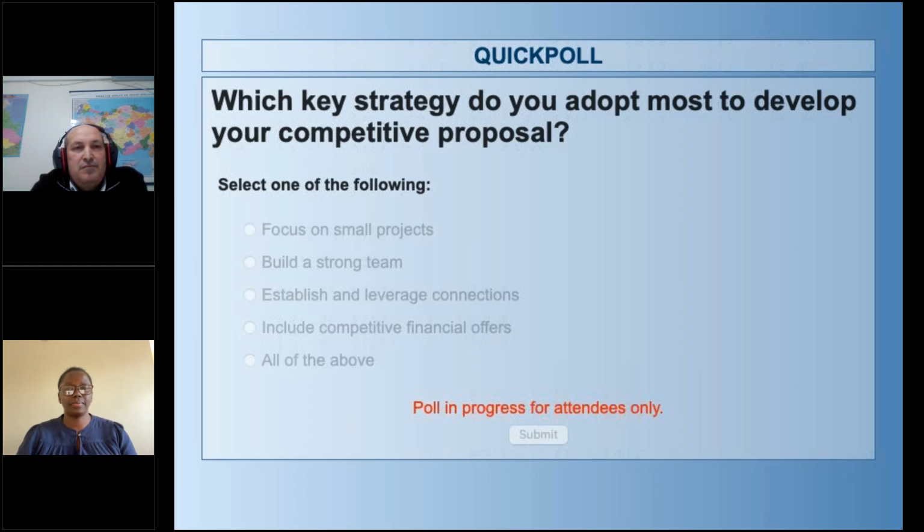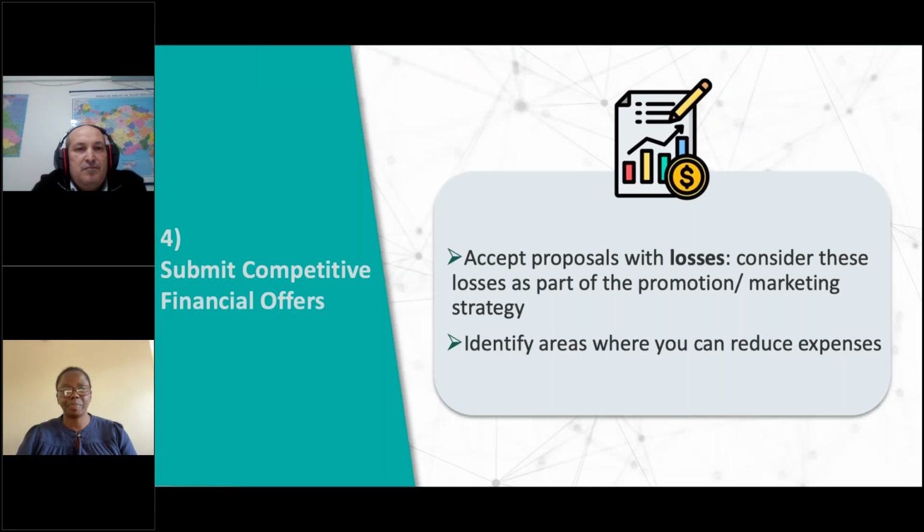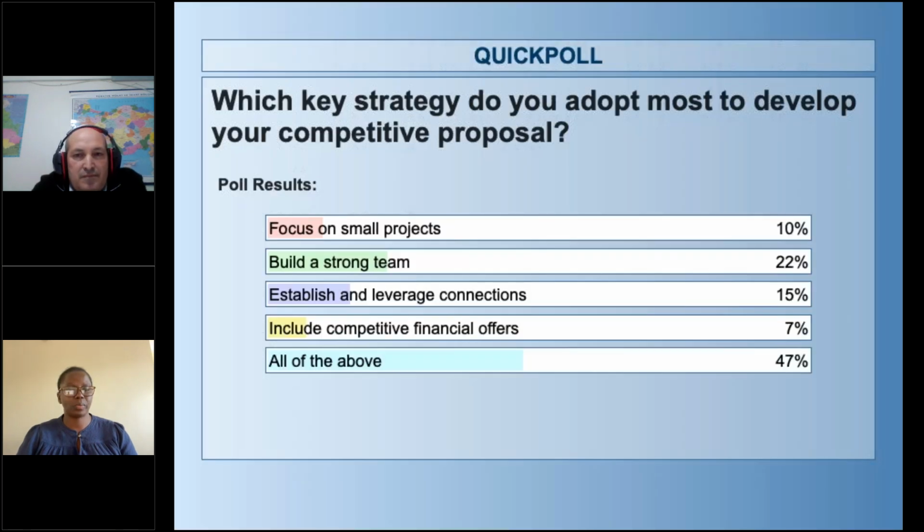Thank you very much, everybody, for participating in the poll. Here are the answers that we've got. As you can see, most of the people, 47% of our attendees, answered that they actually use all of the above. Then the second majority is building a strong team. 15% establish and leverage connections, 10% focus on small projects, and only 7% include competitive financial offers.